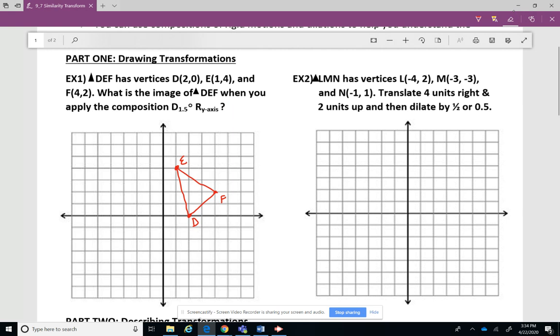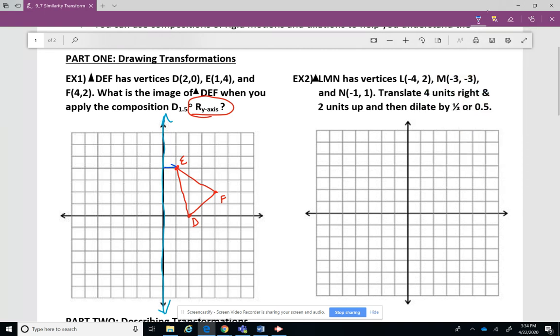So they could have written it that way. But I want you to take note that you always do the second one first when you have that little open circle in between them. All right, so we're going to reflect over the y-axis. So the y-axis is in blue. I'm tracing it right now. We're going to reflect over the y-axis. So I'll use darker blue.